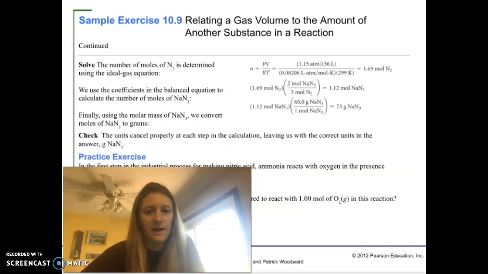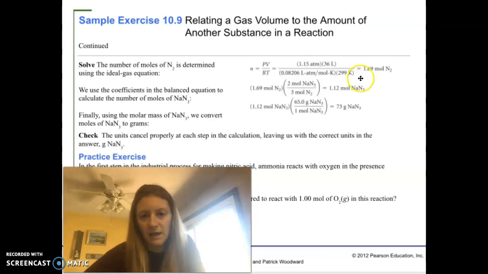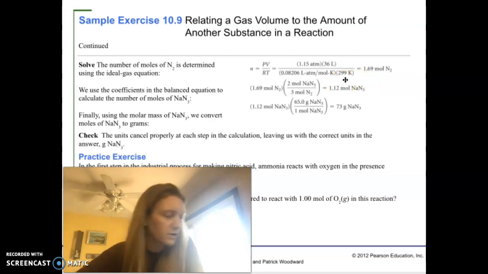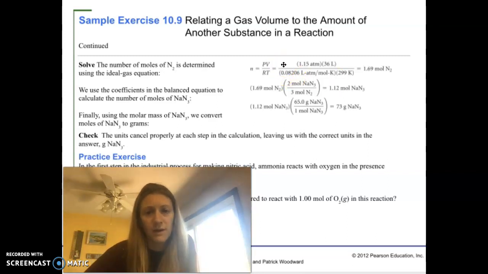So here we know that the number of moles using the ideal gas equation is going to equal pressure times volume over the gas constant times temperature. So thankfully they've given us atmospheres this time, but we do still have to convert Celsius into Kelvin. So you're going to take that 26, add 273 to get 299 Kelvin. So then you can plug in all the other numbers, the 1.15 atmospheres times the 36 liters, and then divide by the gas constant times 299 to get 1.69 moles of N2.